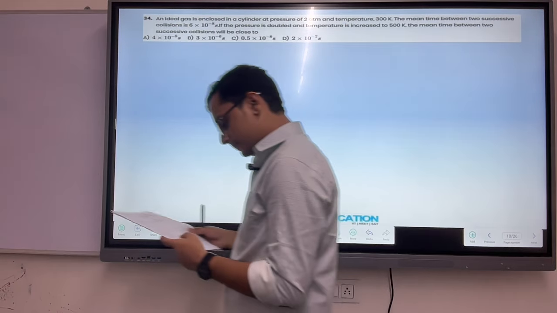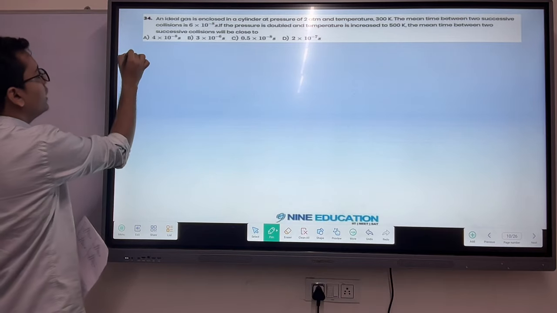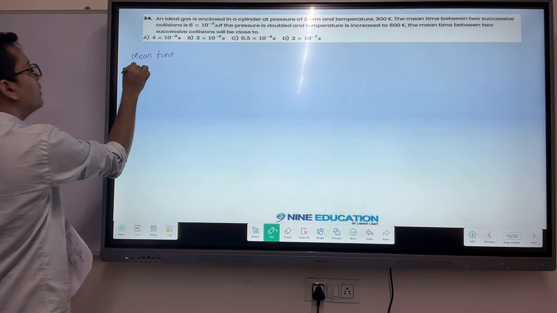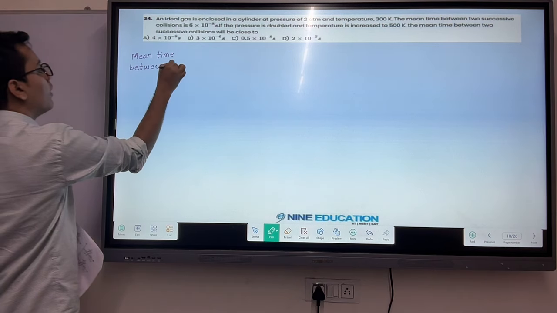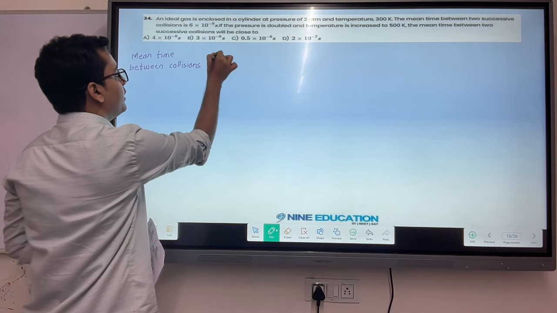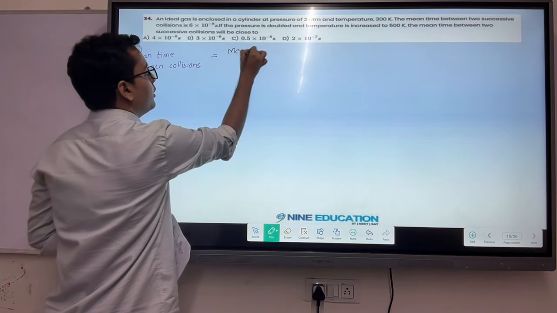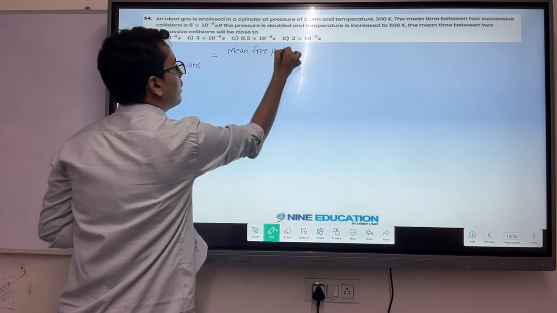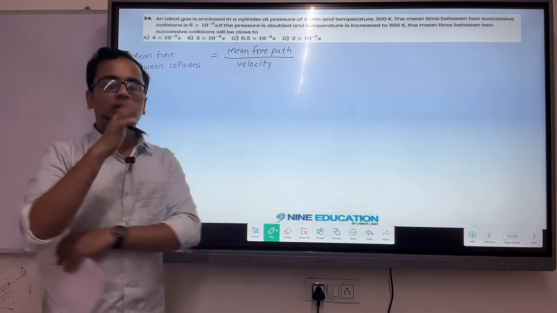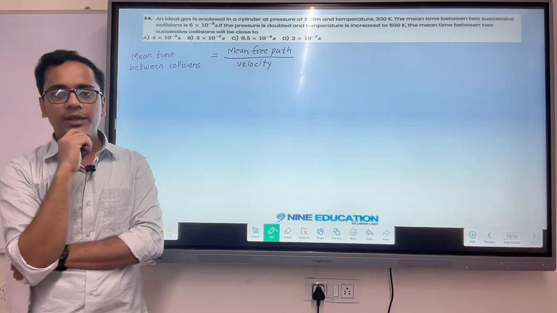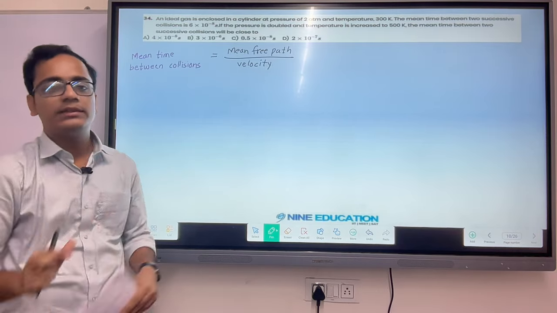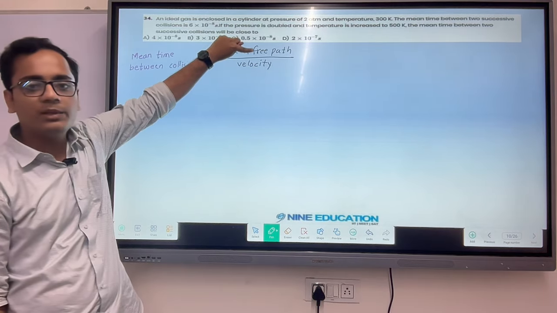Okay. Question number 34. Here you have mean time between collisions. How do I write mean time between collisions? I will write this as mean free path divided by velocity. So let's say one gas molecule is there, it is going to collide with so many other gas molecules. What is the distance it covers in between two collisions? The distance it covers in between two collisions is this mean free path.